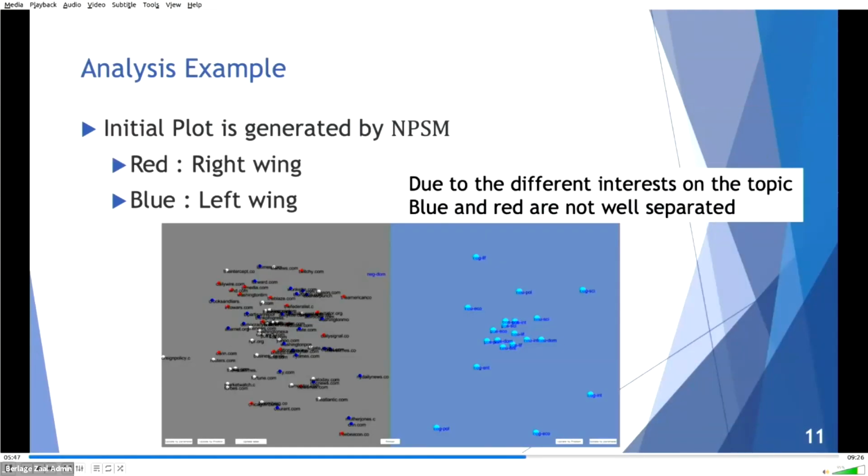By using news genre classification information and the polarity value in GDELT, we can calculate the news genre polarity-based stance matrix. For the news sites, red shows news sites classified as right wing, and blue is for left wing. Due to the different interests in the topics, blue and red are not well separated in this MDS representation.